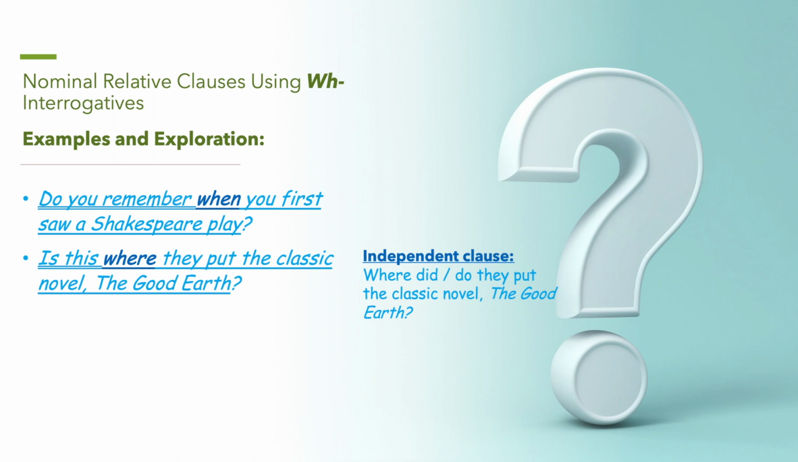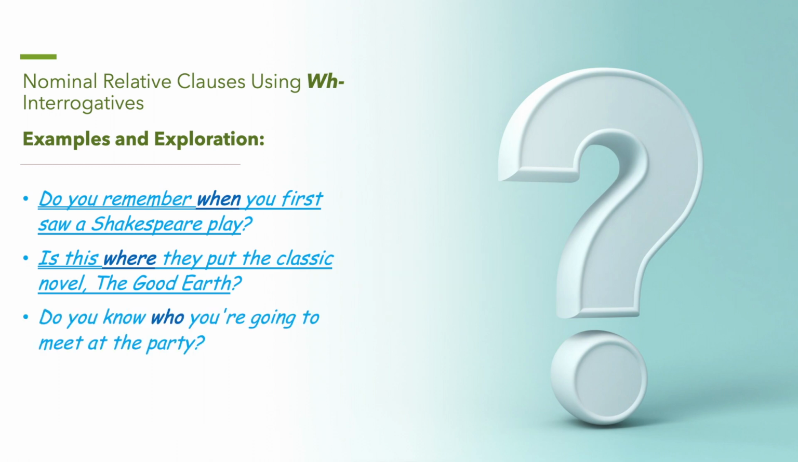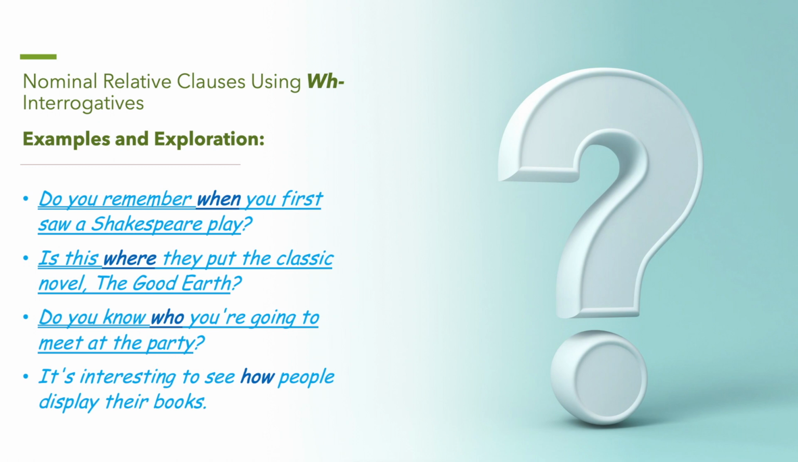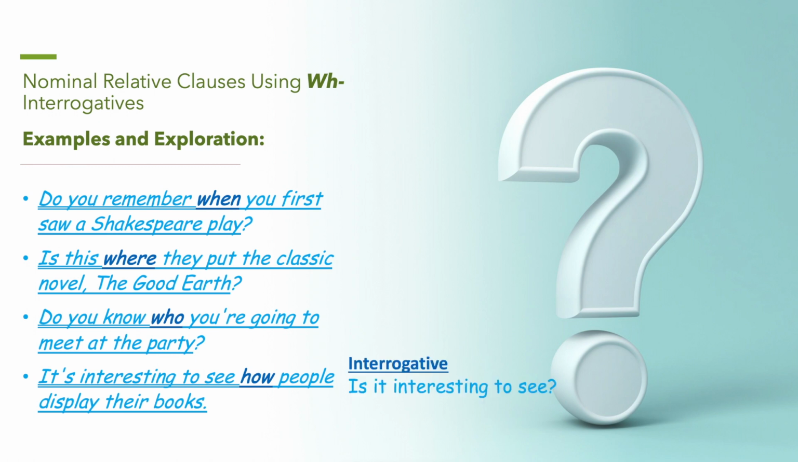Let's continue. Do you know who you're going to meet at the party? In this sentence, who you're going to meet at the party is the relative clause, and do you know is the independent clause. It's interesting to see how people display their books. The dependent relative clause is how people display their books. The independent clause is, it's interesting to see. This one, of course, is not a question like the others, but it could be if you say, is it interesting to see? You just change the places of the verb and the subject.